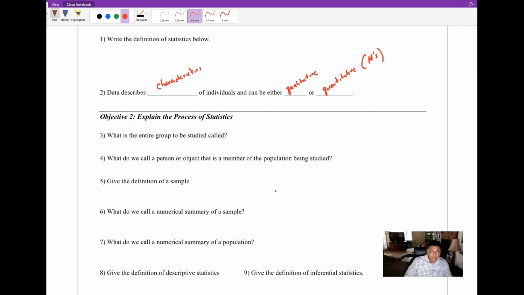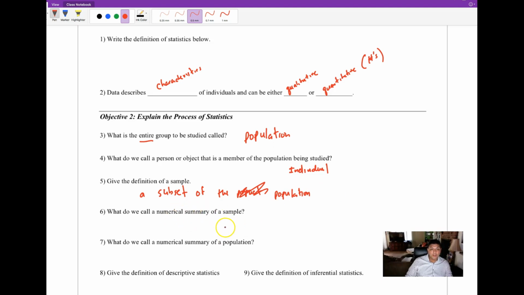So you want to be able to put that in there here. And so what is the entire group called? That is called a population. That's the entire group. What do we call a person or object as a member of the population? Those are the individuals. So if you conduct a study, we're going to ask individuals. And then the definition of a sample, you have that in the notes, but it's a subset of the population, a subset of the population. And so you want to make sure you're aware of that.